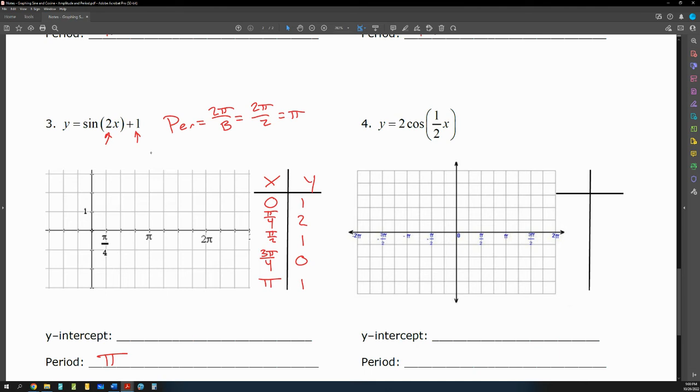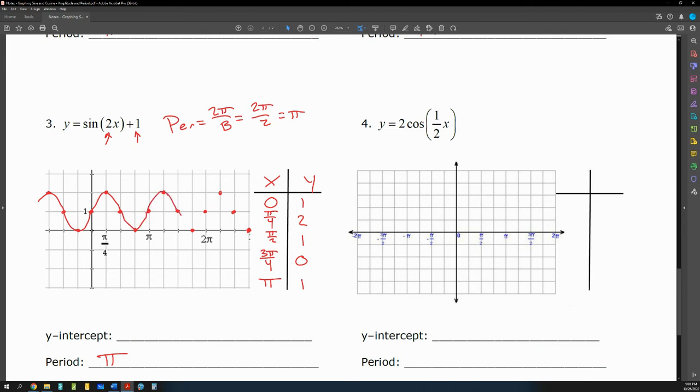So here, I noticed that we have 0, 1, pi fourths 2, pi halves 1, 3 pi fourths 0, and then pi 1. Okay? Go ahead and draw the rest of the points to finish the pattern. Fill the grid. And we have this shape here. Draw your wave. Watch out for those corners.